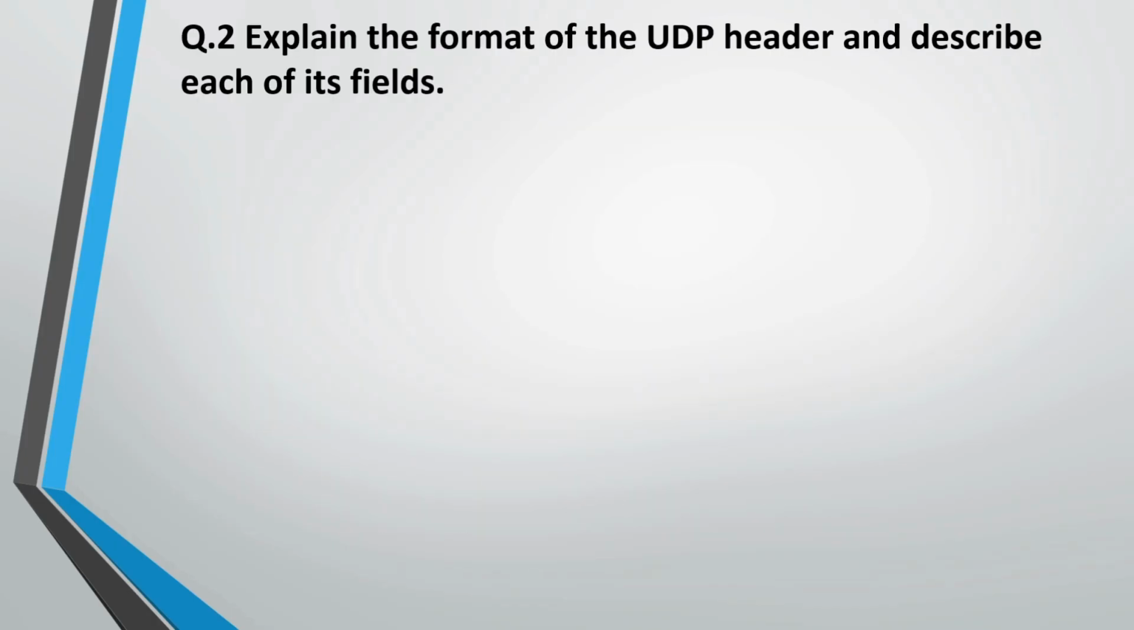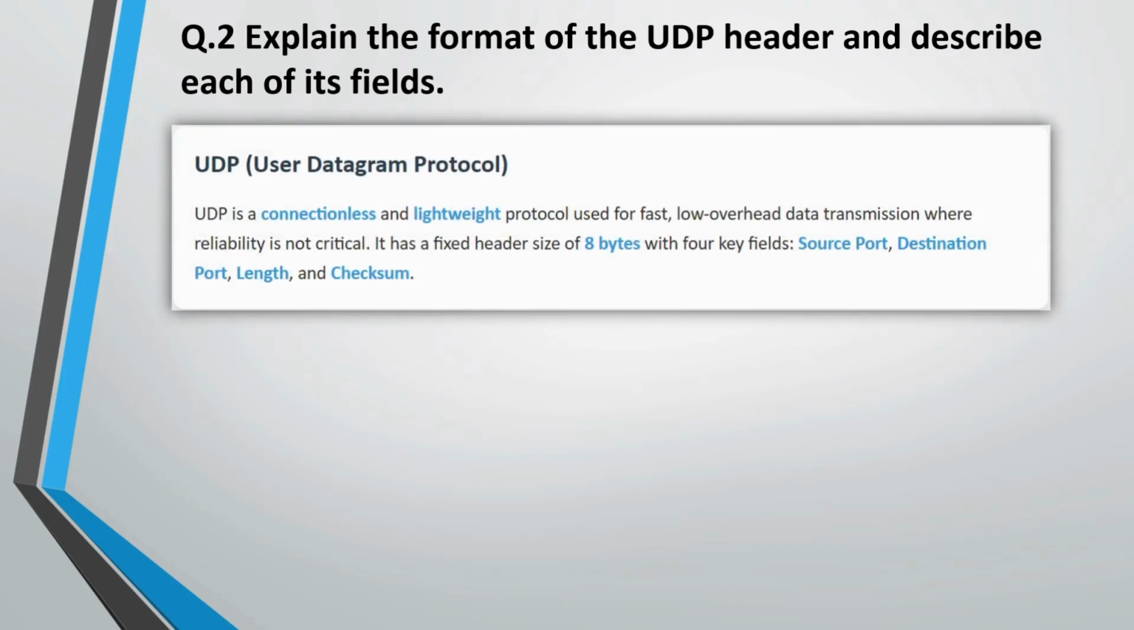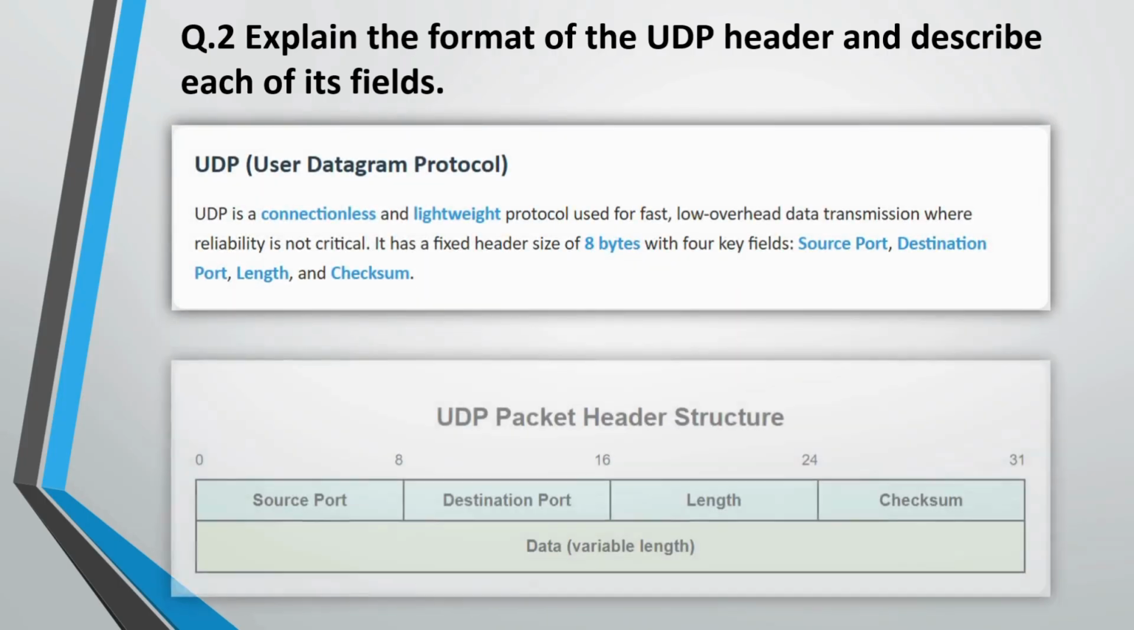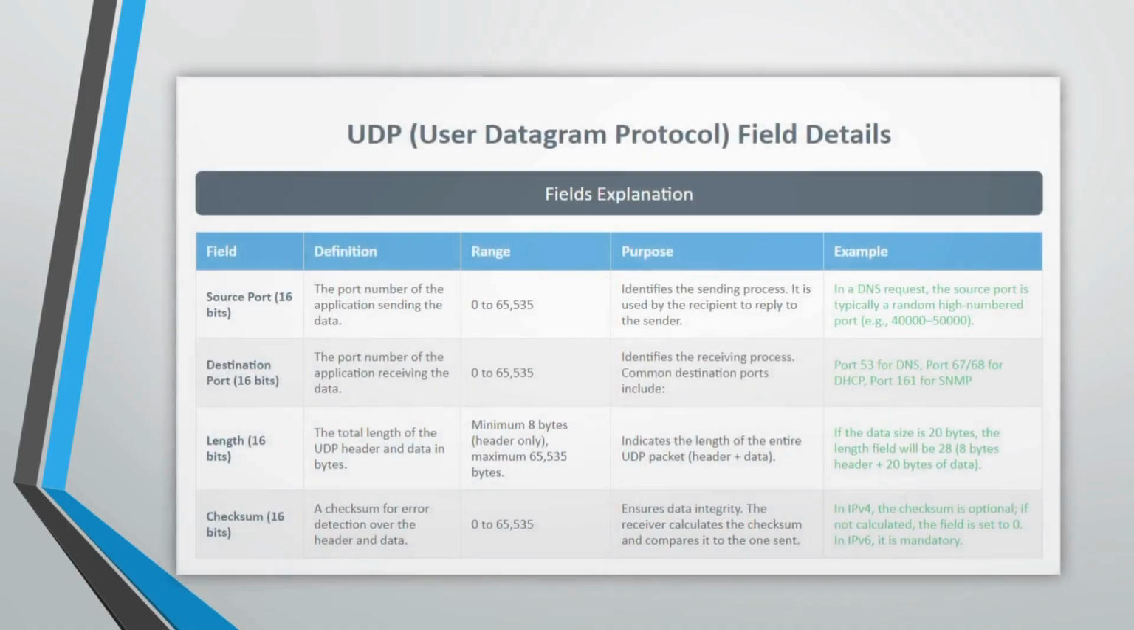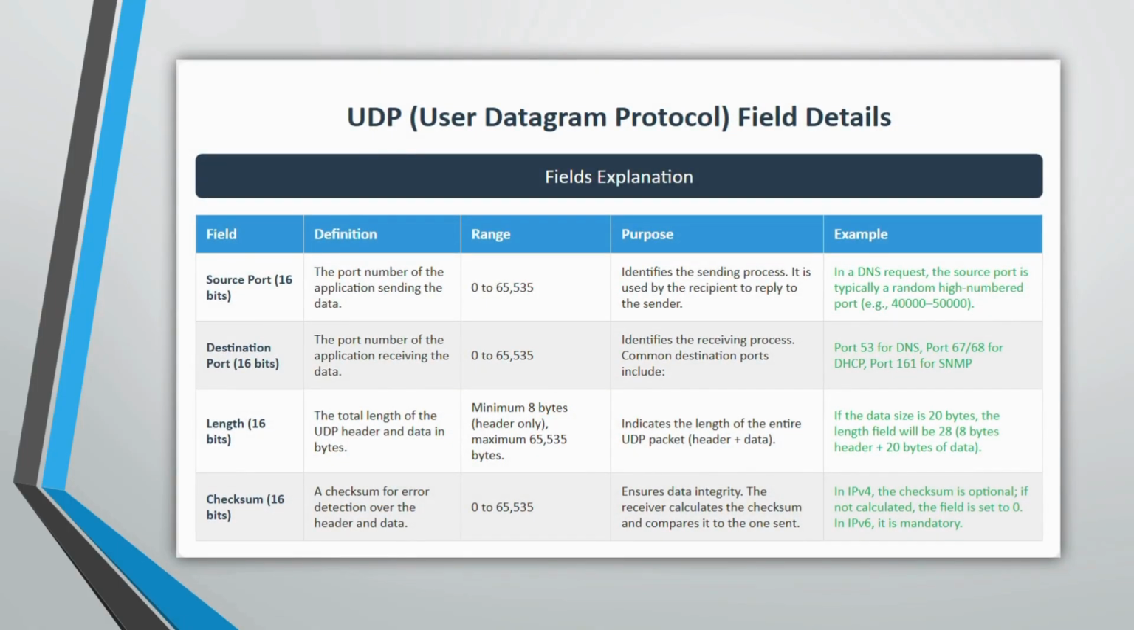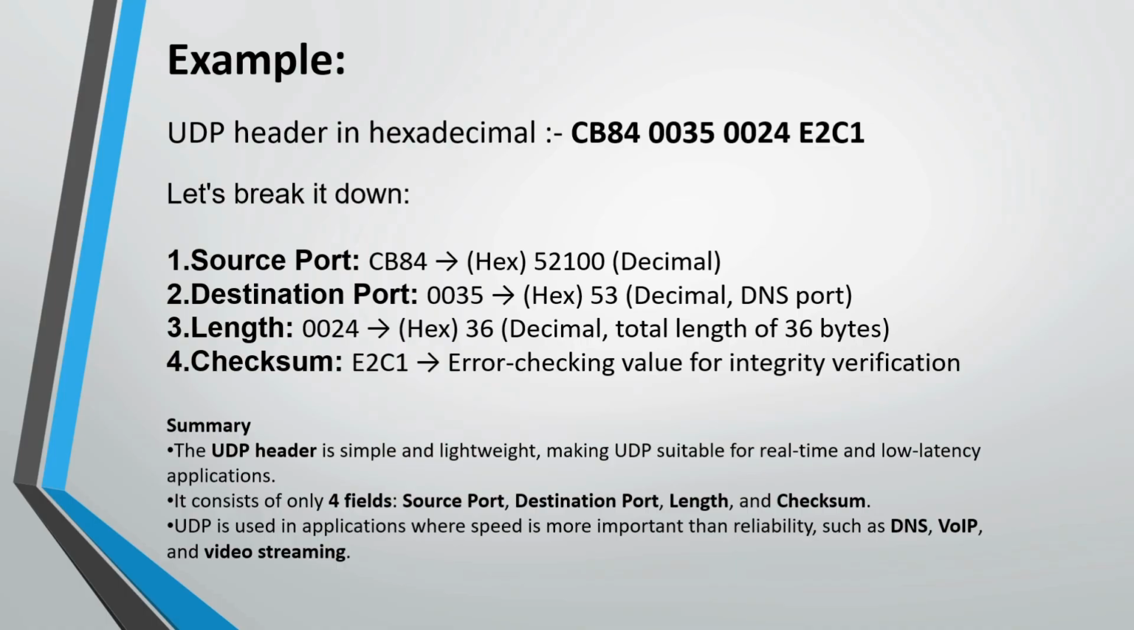And the second question of this unit is, explain the format of the UDP header, and describe each of its fields. And the answer of this question is in this way. You can write in this way, and in this way. This is the structure of UDP packet header, and the next part of this answer is, by explaining the whole detail, you can write in this way. And in last you can explain by taking the example. And the last one you have to write the summary of the whole question.